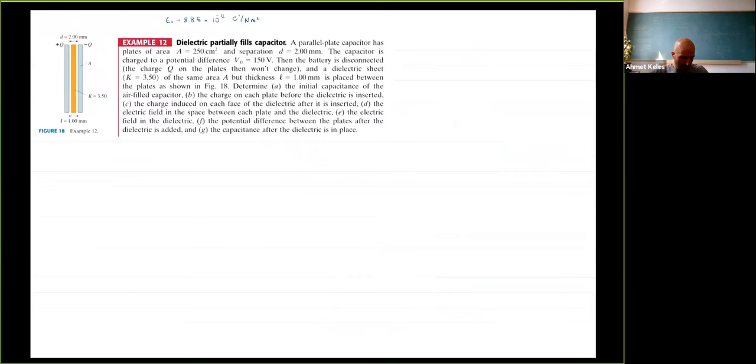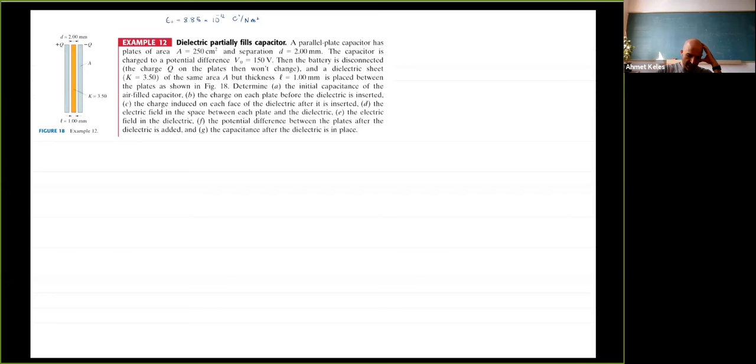I think we have plenty of time, so I can solve this example. This is example 12 from your book. The dielectric in this example partially fills the capacitor, so we have to be careful. A parallel plate capacitor has plates of area this much and a separation d of 2 millimeters.